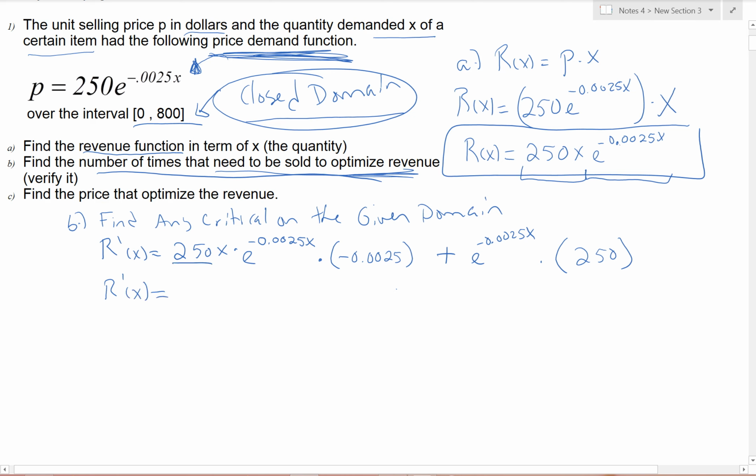All right, I can pull out a 250. I have 250 in each term, and I have an e term in both. And again, that will always happen with the product rule and an e term. So I'm going to factor those out. So 250 is going to be pulled out to the front. That e term is going to be pulled out to the front. And then it's times what's left over.